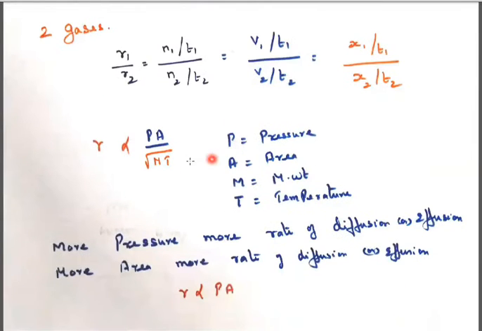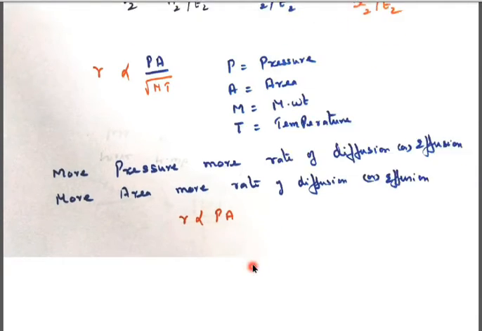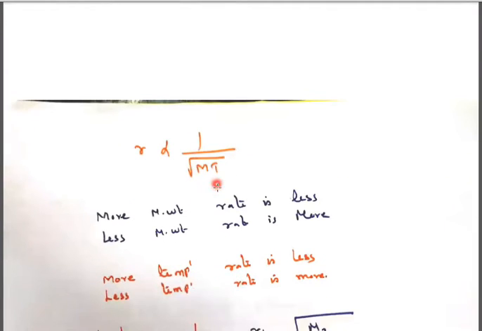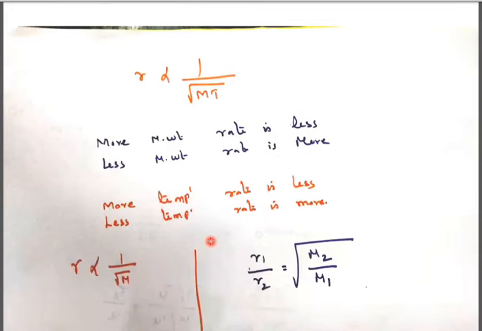Now let us see the rate of effusion or diffusion. It depends on pressure and area, and on the root of molecular weight and the temperature. More pressure, more rate of diffusion or effusion. More area, more rate of diffusion or effusion. So the rate is directly proportional to pressure and area, and inversely proportional to the molecular weight and the temperature. More molecular weight, rate is less. Less molecular weight, rate is more. More temperature, rate is less. Less temperature, rate is more.